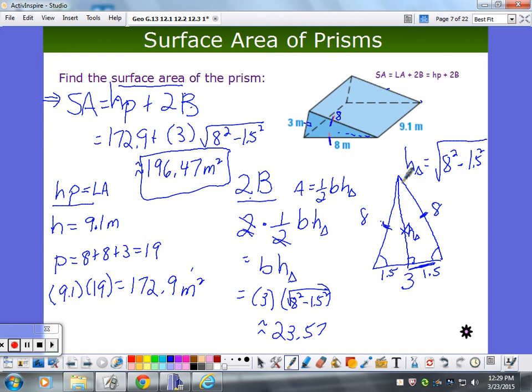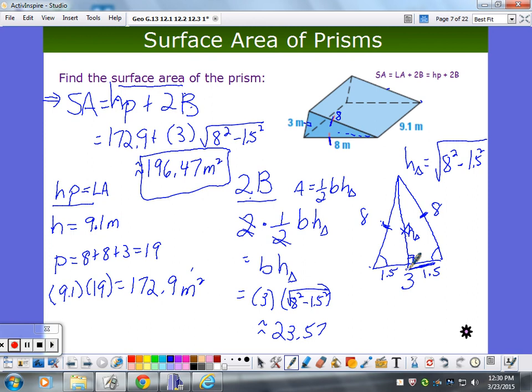I blew this up a little bit, and I said, okay, I'm going to draw an altitude because triangles are 1/2 base times height. So here's the base of 3. How to figure this guy out? Because they're congruent triangles, that's 1.5, that's 8. I used the Pythagorean theorem to find this side. It's a 7 point something or other when you're all said and done.